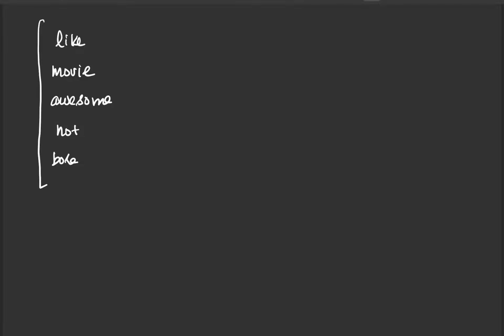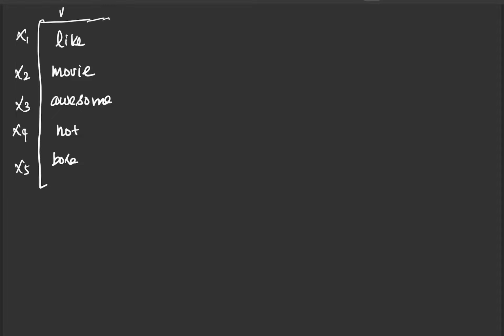Then next, what is the next step in data pre-processing? We need to create the vocabulary. The vocabulary for these two sentences are like, movie, awesome, not, bore. In this Bayesian classifier model, each word represents our input vector or input feature x1, x2, x3, x4 and x5. This is our vocabulary.